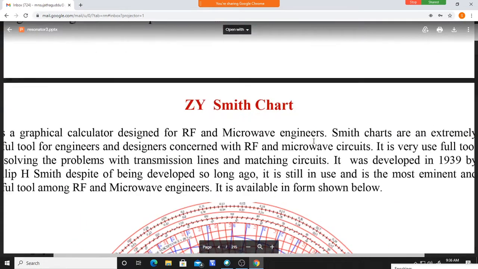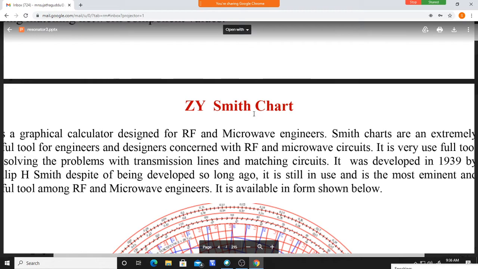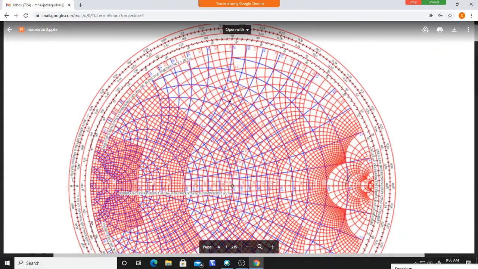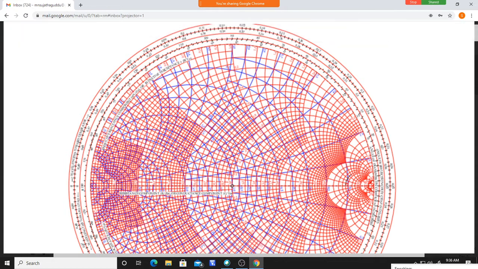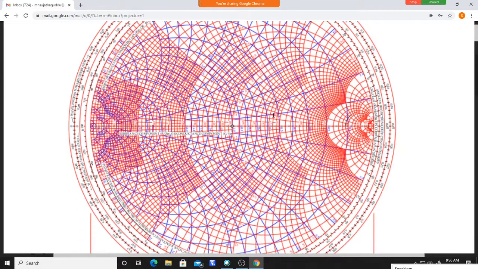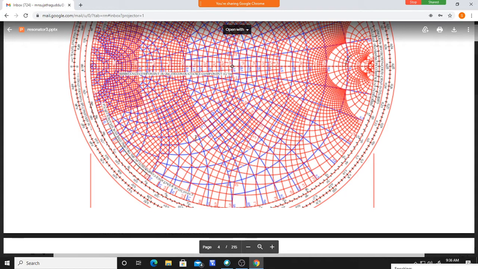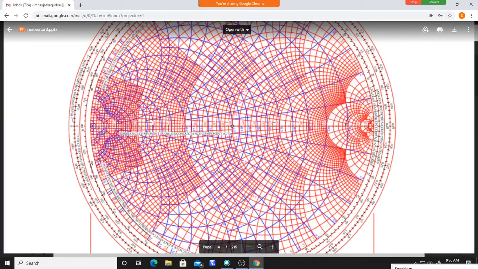In the impedance matching network, you should use the ZY Smith chart. See, this is a ZY Smith chart. In the ZY Smith chart, there are reactance circles and resistance circles. You see here, the red color circles are the resistance and reactance circles. The blue colors are the susceptance and conductance circles.